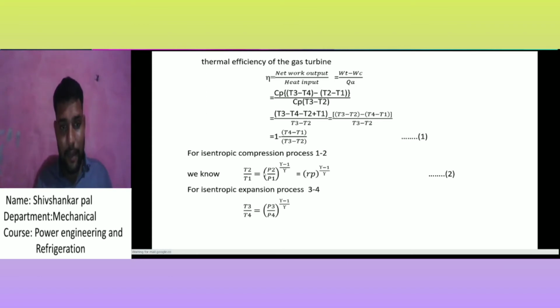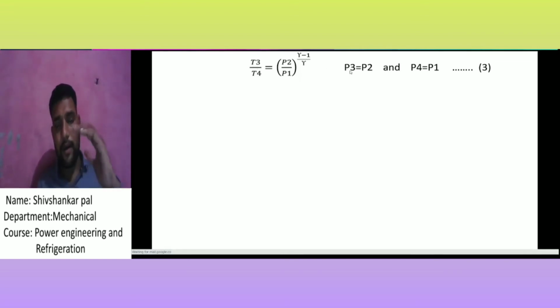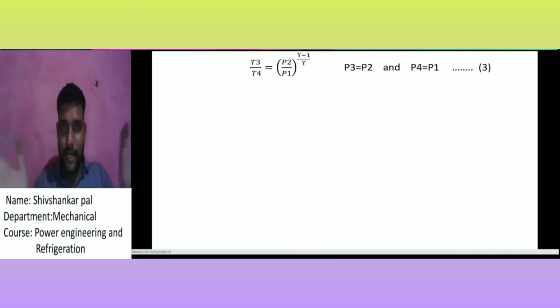So compare equations 2 and 3. What am I saying? T3 by T4 is equal to T2 by T1. How? That is our first point: heat addition in the combustion chamber. That means the heat addition through the combustion chamber takes place at constant pressure. Constant pressure means P2 is equal to P3. P2 to P3 is the heat addition process.